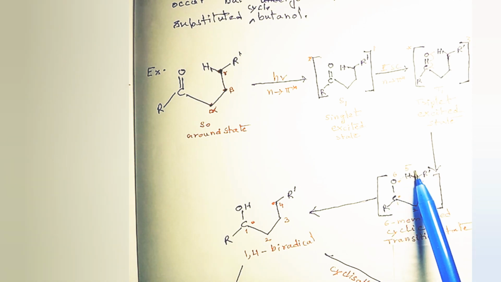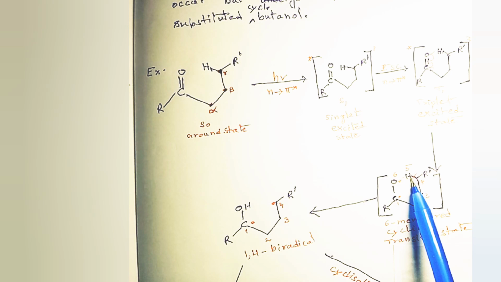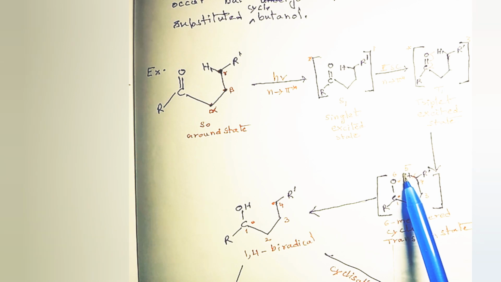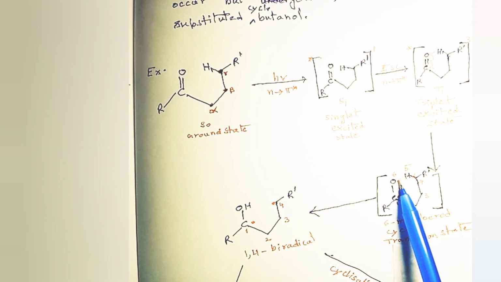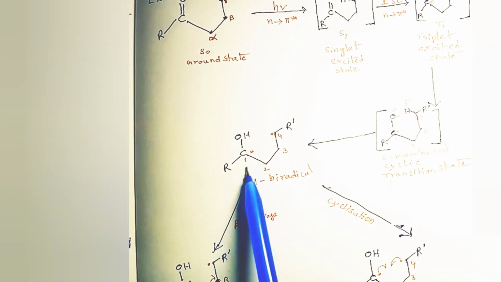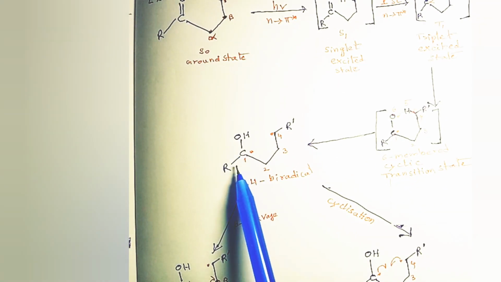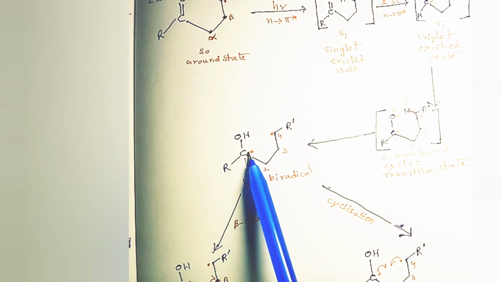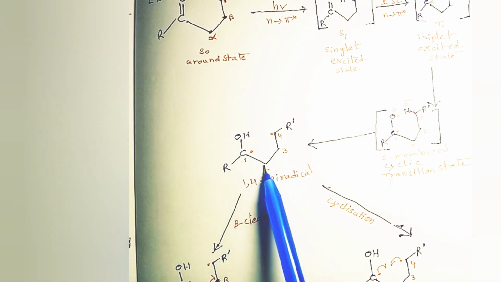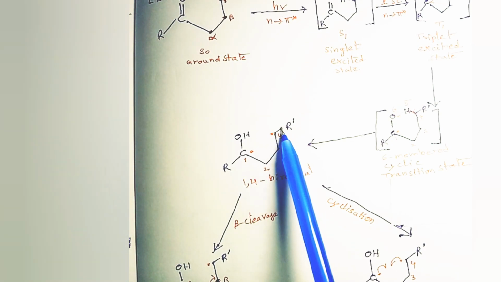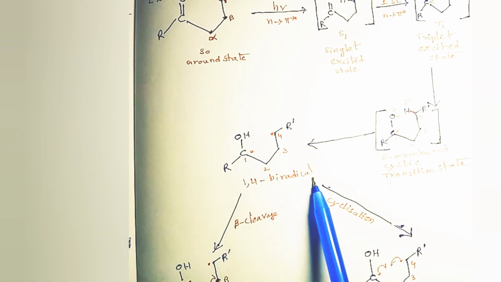Now when the bond between gamma hydrogen and gamma carbon is completely cleaved, the hydrogen atom is abstracted by the O radical, forming OH. So this is the 1,4 biradical. See, R, carbon radical, OH, CH2, CH2, CH radical, R prime. This is the 1,4 biradical.